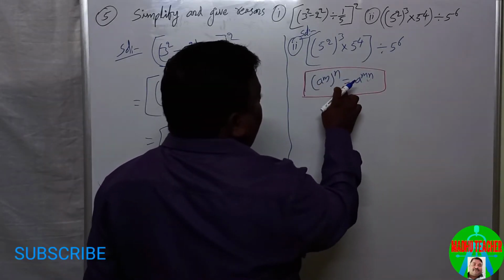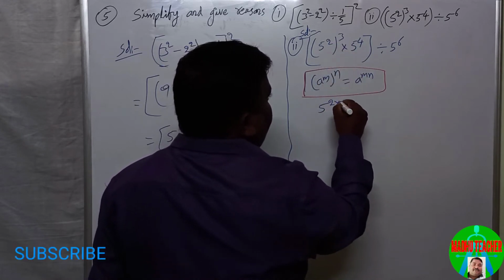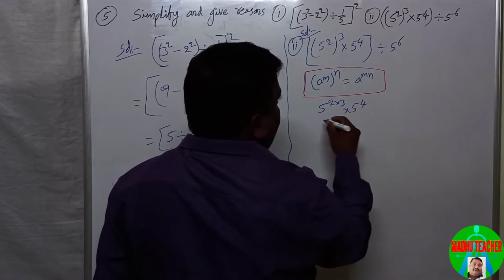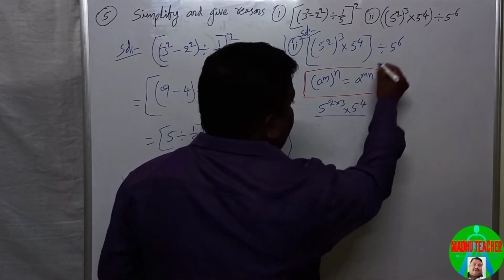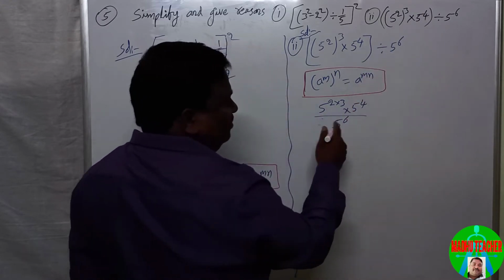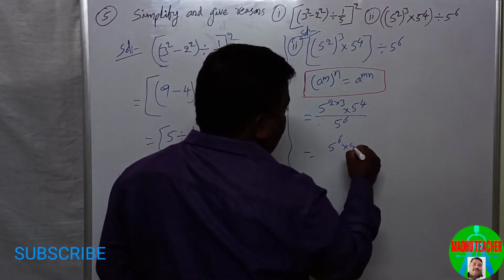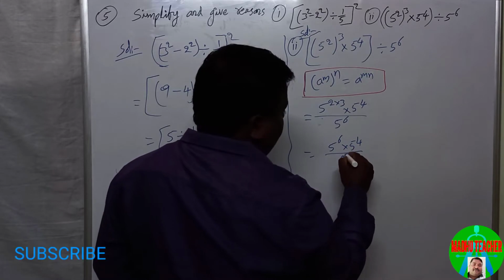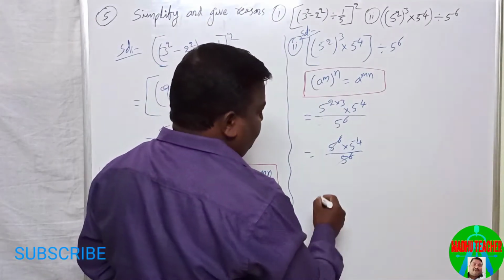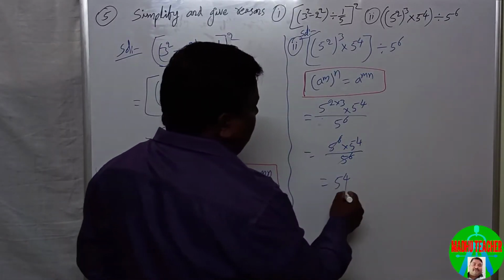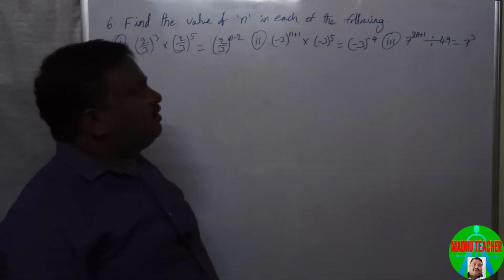Here 5 to the power of 2 into 3 into 5 to the power of 4 divided by, or we can write simply by 5 to the power of 6. Okay, that equals 5 to the power of 2 3s are 6 into 5 to the power of 4 by 5 to the power of 6. 5 to the power of 6, 5 to the power of 6 get cancelled, equal to 5 to the power of 4. Okay, sixth one is find the value of n in each of the following.